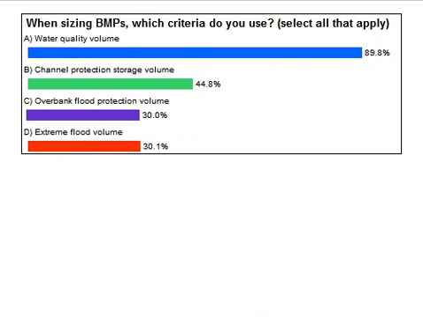About 45% are doing some kind of channel protection storage volume. 30% are doing overbank flood protection, and also 30% doing extreme flood protection. So again, very encouraging, and I'm really sort of surprised by the answer to number one. Maybe it was easy to choose number one because it was on the top, but what do you guys think? Are you kind of surprised by that, too?